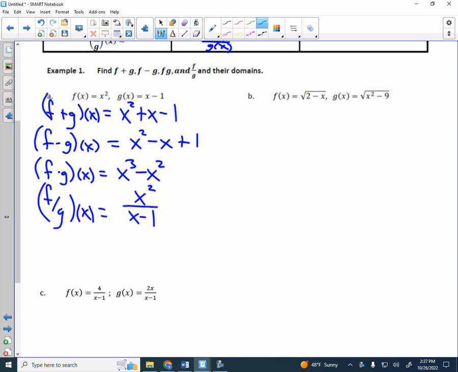Can I simplify that in any way? Could I cross off the x's? No, definitely not. So let's just leave it alone and call it good. Everybody okay there? Awesome. So what's really important is to identify domain.